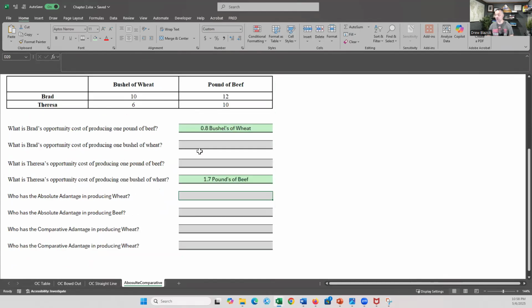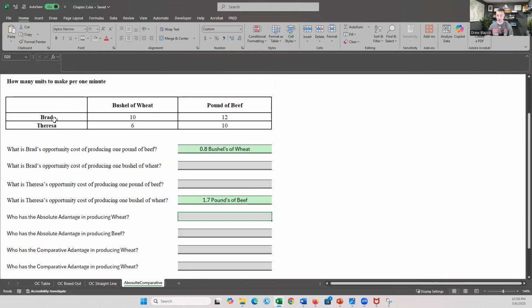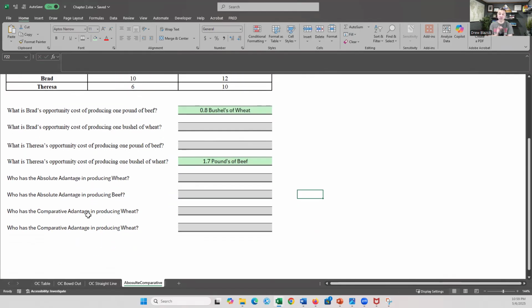So all you have to do is type in their name. You hit equals, go to that person's name, and then select enter. Brad's correct answer there. And that's all you do. Now, that sounds kind of easy. I want you to really think about it so you can get these questions correct on the exam. Absolute advantage is who can just do it better at the given time. With the same amount of resources, who can produce more? That's what it's asking. Comparative advantage is different.